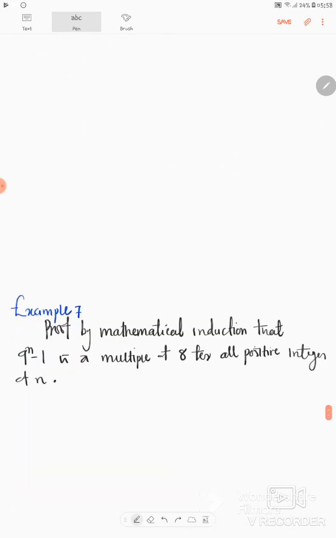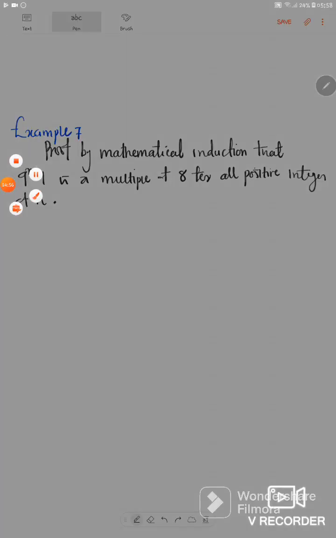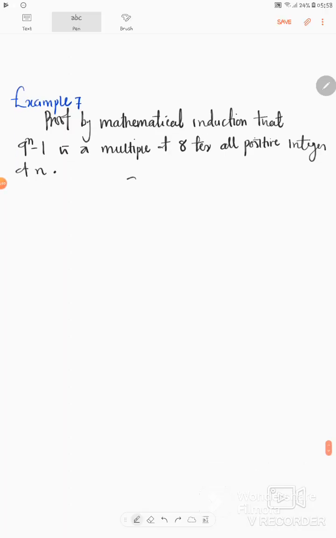Now let's move to the last question of the day. Prove by mathematical induction that 9 raised to power n minus 1 is a multiple of 8 for all positive integers n. Now let's start by saying solution. Don't forget your step 1.